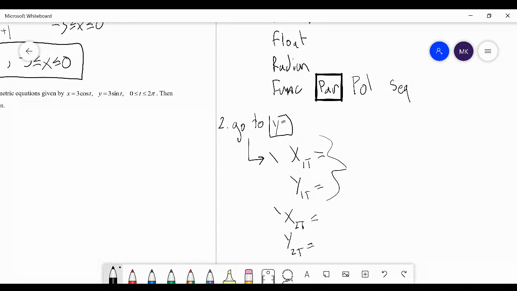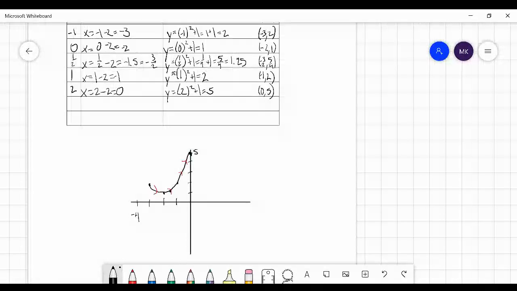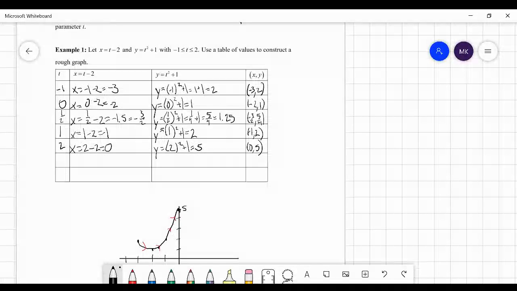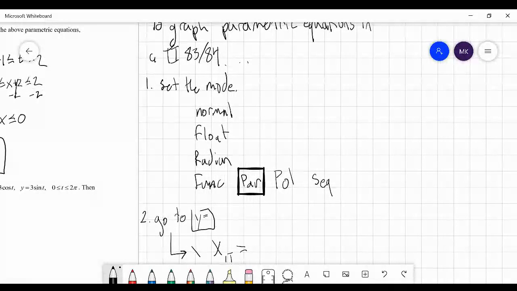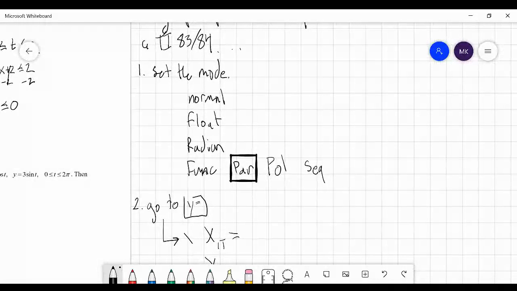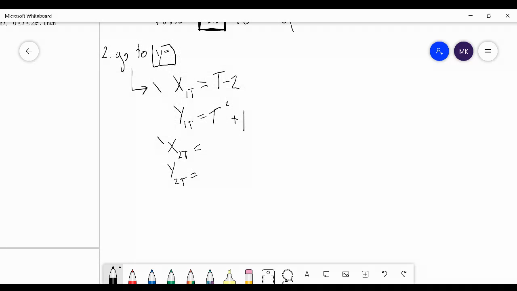So if we wanted to type in, say, that first function that we dealt with, this one here, and you wanted to see what it looked like. So x is t minus 2, y is t squared plus 1. So in x, we would have t minus 2, and in our y, t squared plus 1. And once you've got those typed in there, the next thing you need to do is hit window.